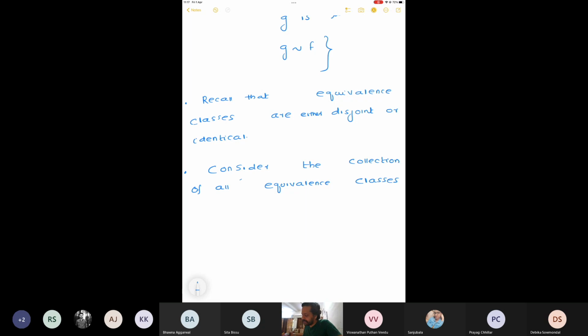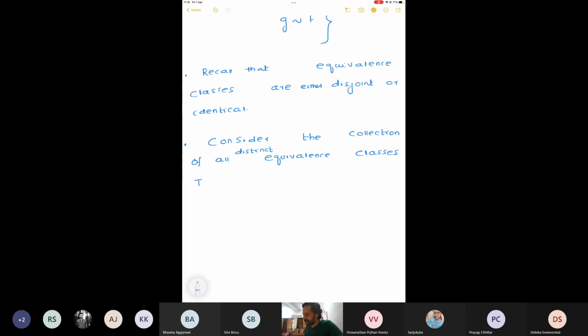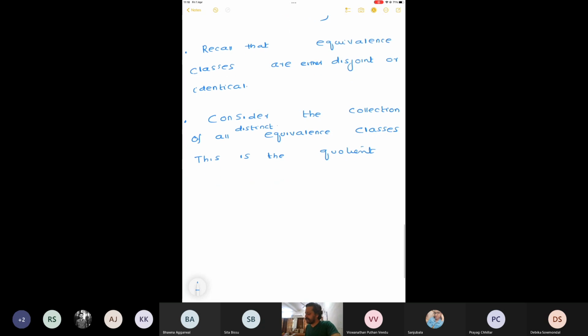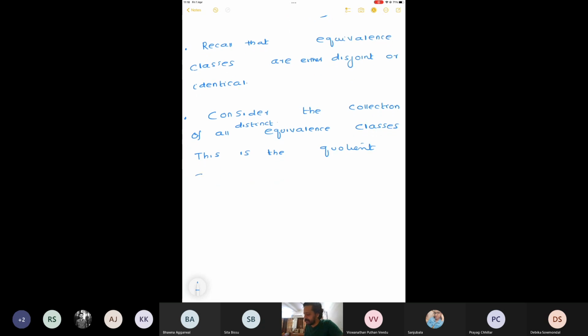Not all, but let us say distinct equivalence classes. That collection I will denote by, and in fact, this is called the quotient space. This is a routine thing in mathematics. Whenever you define an equivalence relation, you can have equivalence classes, you can collect distinct equivalence classes, and that is called the quotient space. It is denoted by F quotiented with the relation. This is the usual notation we use.